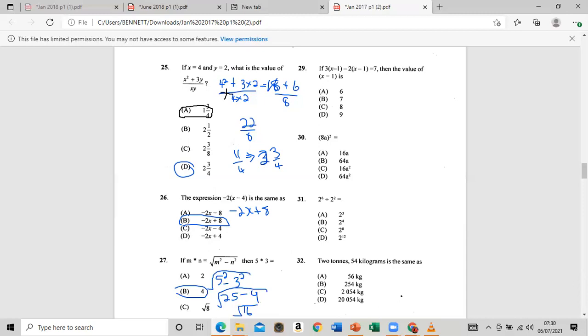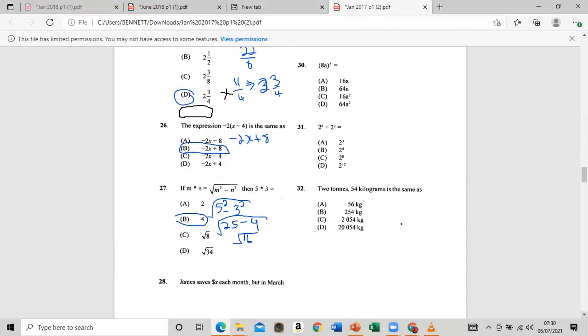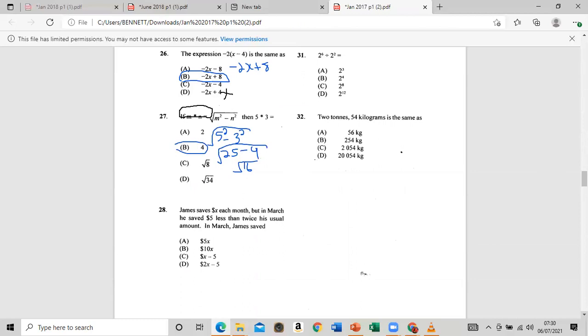So on to 28. We're halfway there. 28. James saved x dollars each month, but in March he saved $5 less, right? So we know say less we are minus, than twice. So this are twice, right? So this gives us D.